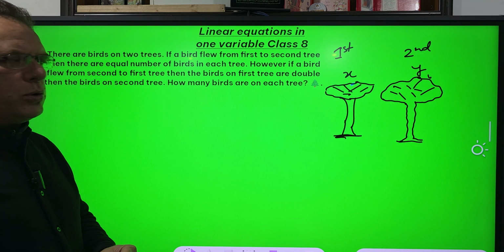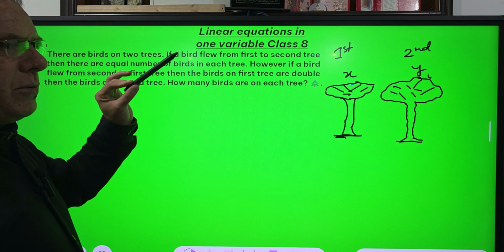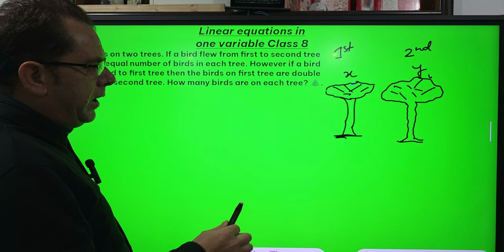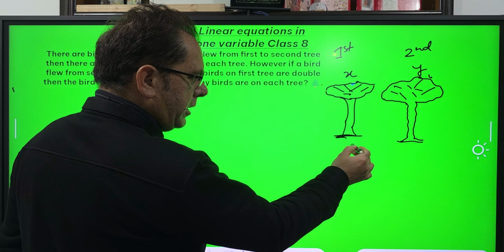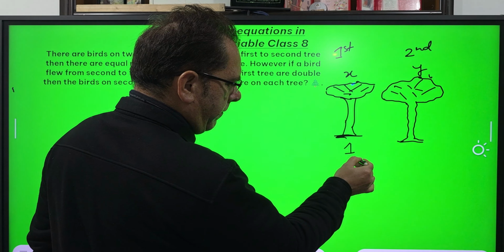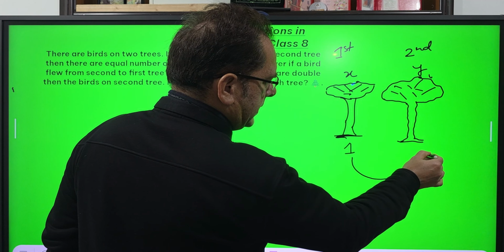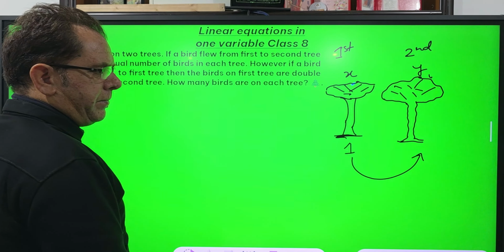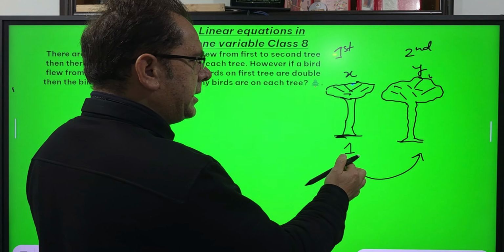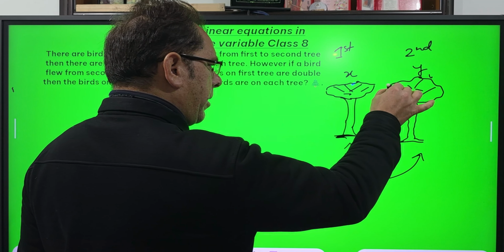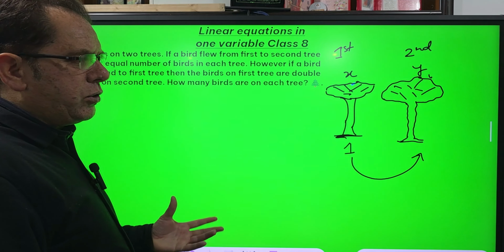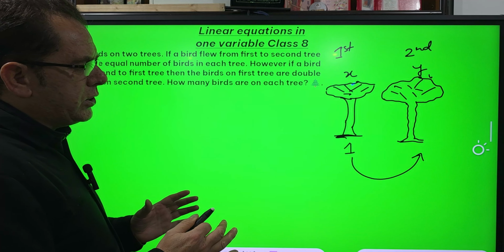So now let us move to the first condition of the question. The first condition says that if one bird flew from the first tree to the second tree, then the number of birds sitting on the first tree and the number of birds sitting on the second tree will be equal. So this is the first condition of the question.